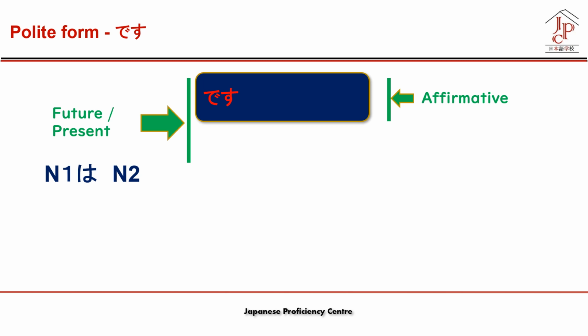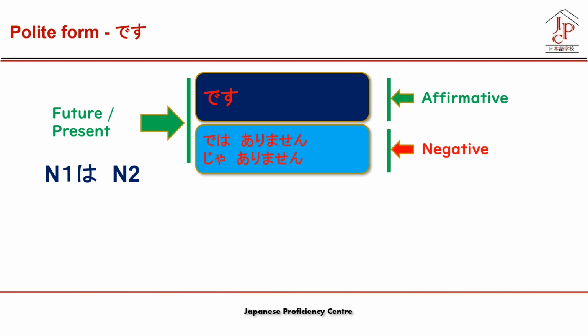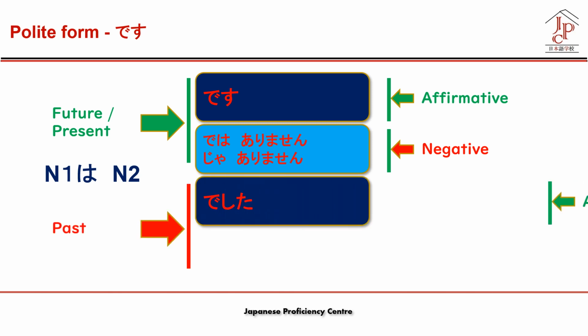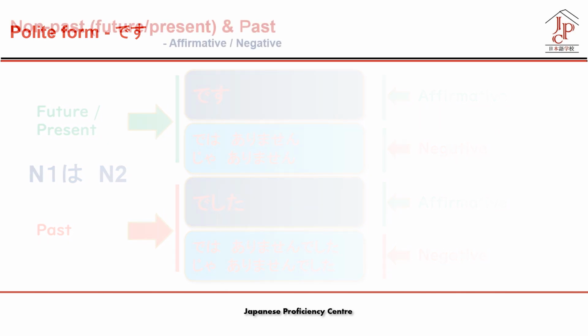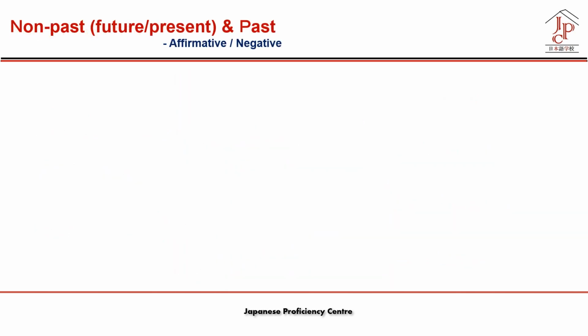The negative form of the same is dewa arimasen or ja arimasen. The past affirmative is deshita. The past negative is dewa arimasen deshita or ja arimasen deshita. Let us see an example.